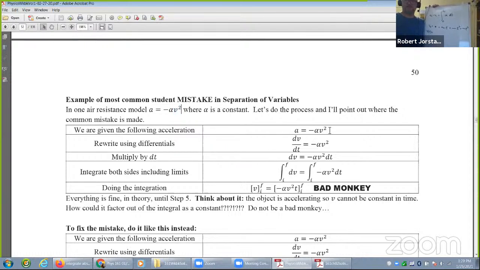So this is what students often do. They'll write this down, then they'll say, oh, well, that's just this, fine. And then they'll try and just integrate it like this. This doesn't make sense because this V was not separated. Okay, so it just doesn't make sense. Or don't be a bad monkey.